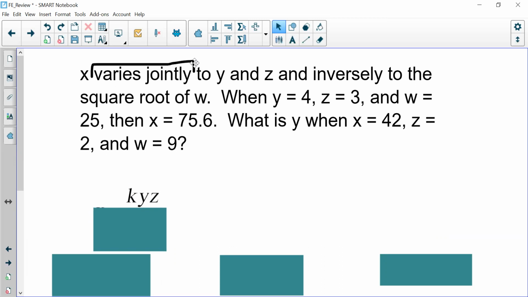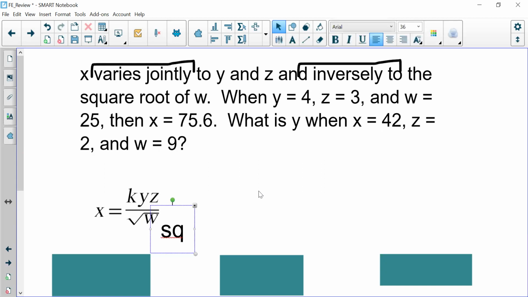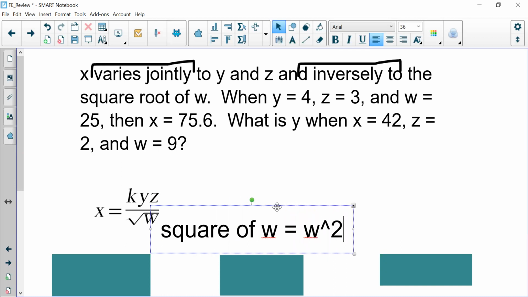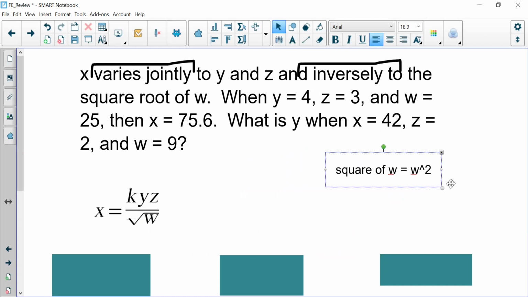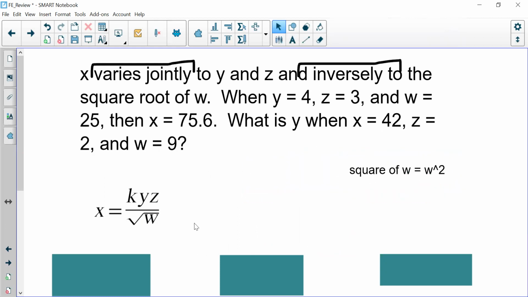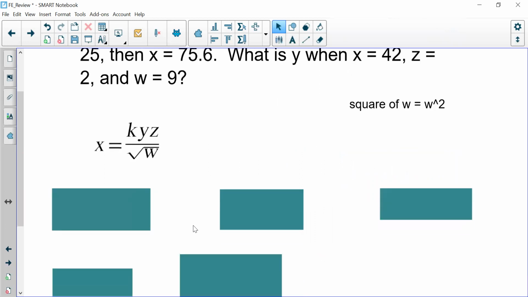They call it the constant of variation, but it's what makes two different things that vary jointly different. The k could be any value. And inversely, if it varies inversely, that implies division. Well, inversely to what? To the square root of w. I noticed this before. Some people would write down w squared right here. We have to be careful. The square of w is w squared. But the square root of w is this, the square root of w. So that word root is important. Be careful.